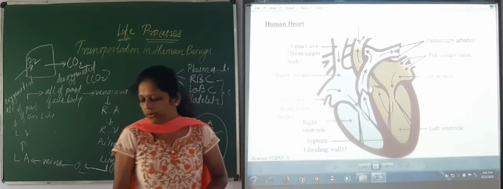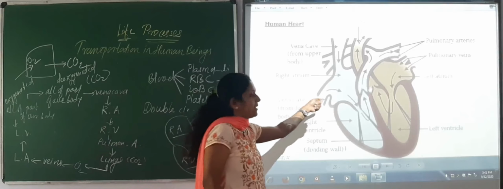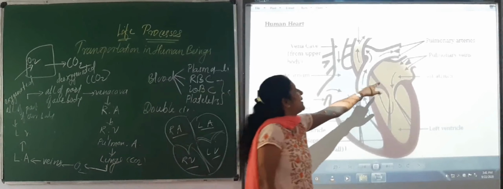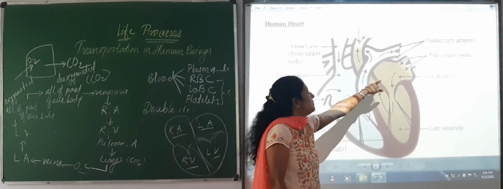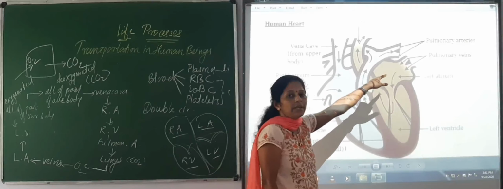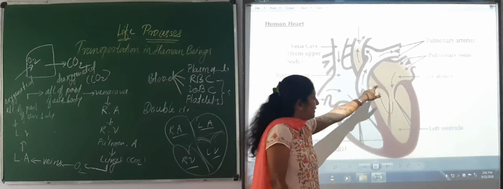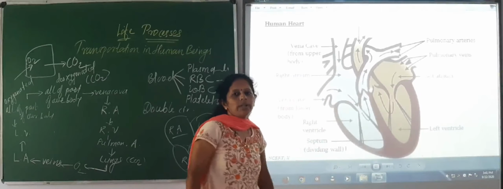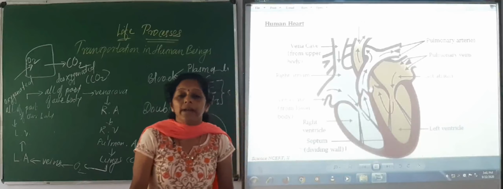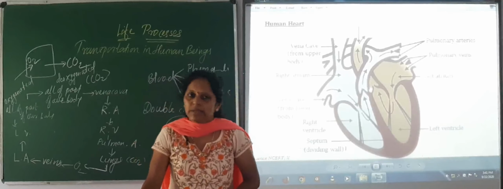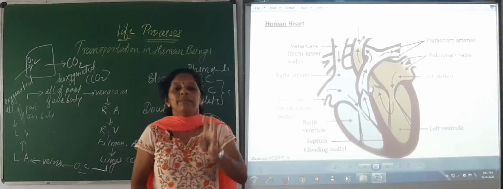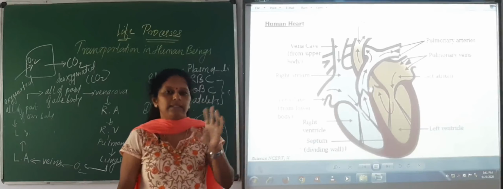And systemic circulation is there. Systemic means what? Now, through the lungs it takes the oxygen, and that oxygen-rich blood comes to the left atrium through the pulmonary veins, and then it enters into the left ventricle, and then through the aorta it goes to the different parts of our body. That is systemic circulation. So, this is called a double circulation. Double circulation means pulmonary circulation and systemic circulation.